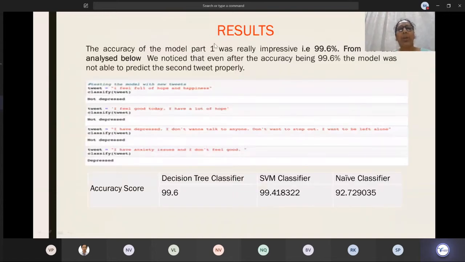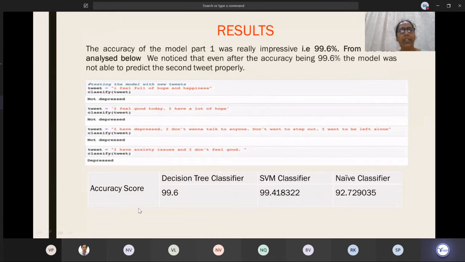See, the accuracy of model 1 was tested and it was really impressive, that is, it was 99.6%. But from the data analyzed below, we noticed that even though the accuracy was 99.6%, this model was not able to predict the second tweet properly. So we have gone to the part 2 model.